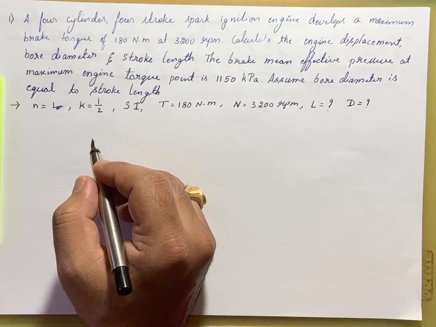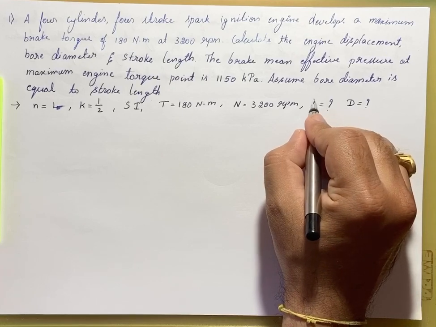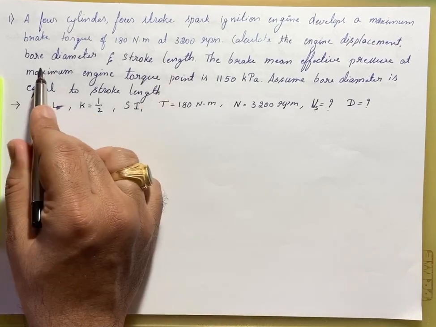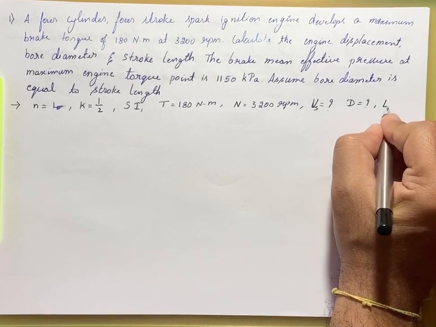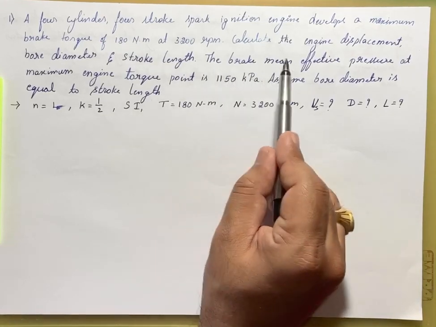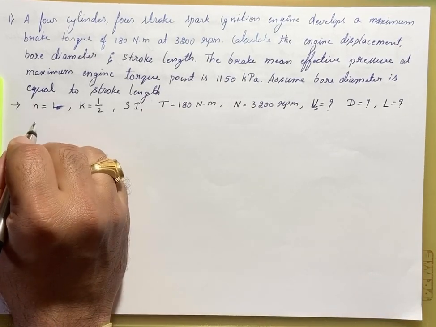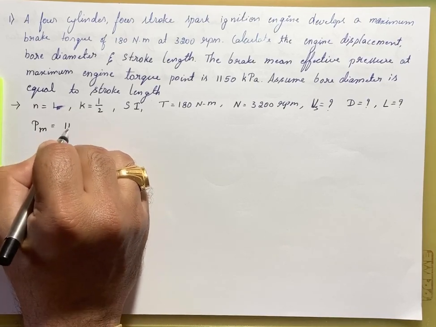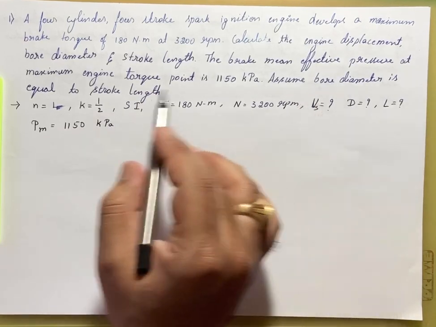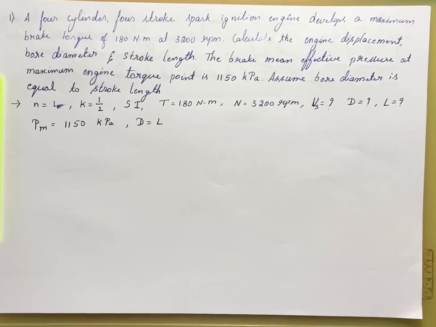Right. Engine displacement, bore diameter. Sorry, engine displacement is the volume, stroke volume. This engine displacement is a stroke volume, and he has asked bore diameter and stroke length, that is capital L. Then he has asked the brake mean effective pressure at maximum torque point, PM is 1150 kilopascals. Right. Then what he has given? Assume bore diameter is equal to stroke length. That means D is equal to L. Right. This is what he has given.